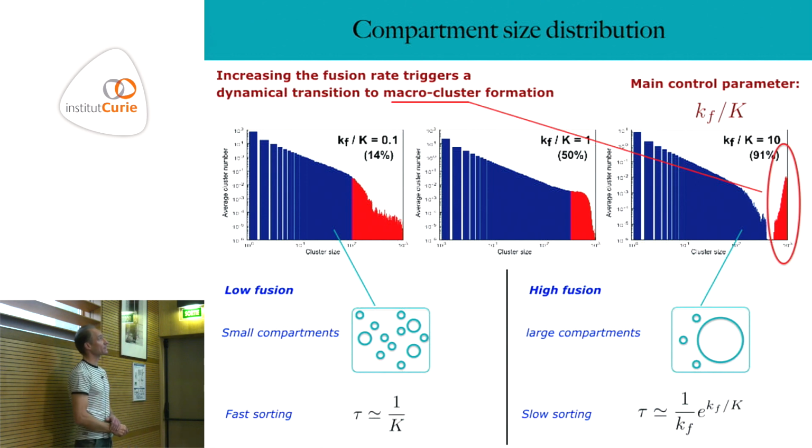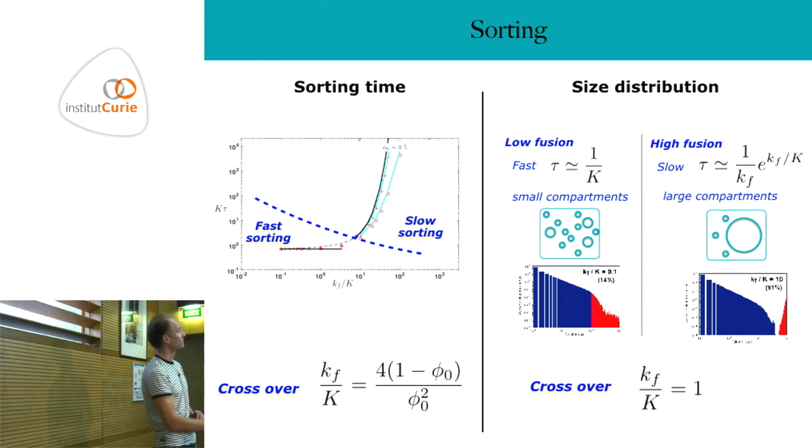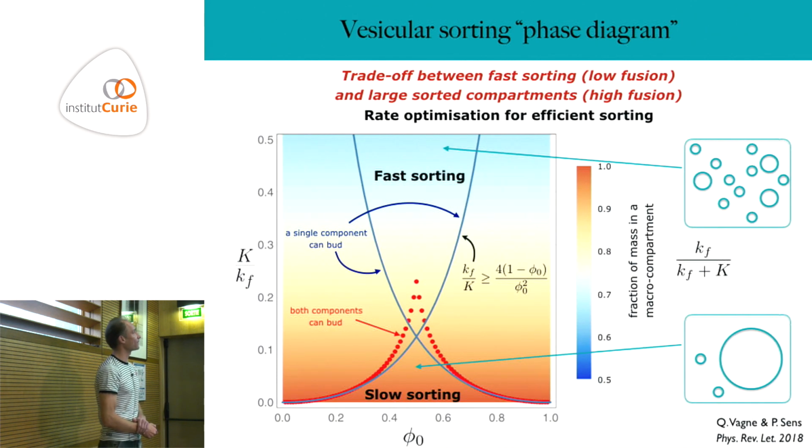And so what's interesting is that the kinetics of sorting is coupled to the structure, in the sense that if sorting is fast, you only have vesicles. And if you want a big compartment, sorting will be slow, which is what I just said. And so you can make some sort of phase diagram where here you have the initial composition, and here you have the ratio of budding over fusion. If you want fast sorting, you will have very small organelles, and if you want slow sorting, you will have big organelles. And basically, if you want to have organelles as big as possible, but sort them as fast as possible, you have to be close to this boundary here.